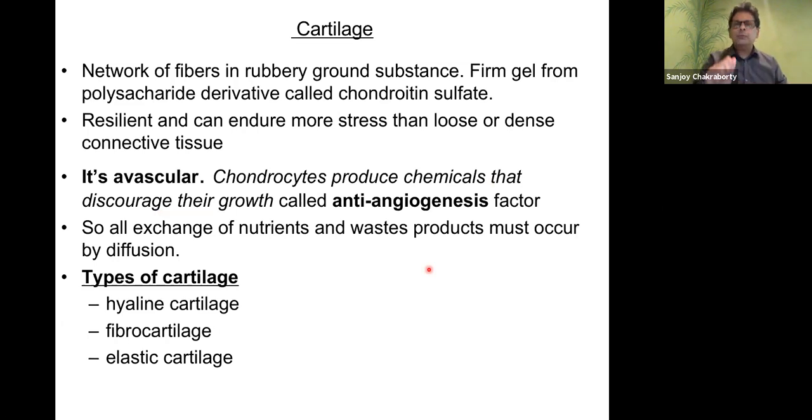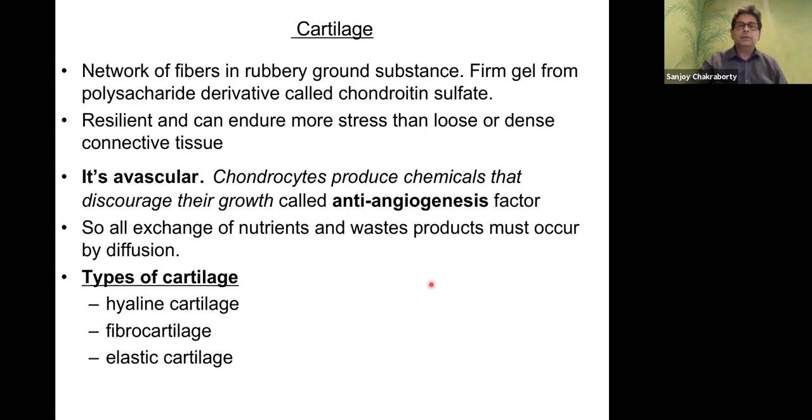A couple of additional pieces of information you should know right now. Cartilages are avascular, meaning they don't have blood vessels, because the chondrocyte, the cell in the cartilage, produces chemicals that discourage the growth of blood vessels. It's called anti-angiogenesis factor. Angio means blood vessel. Genesis means production. Anti-angiogenesis, they do not allow blood vessel production.